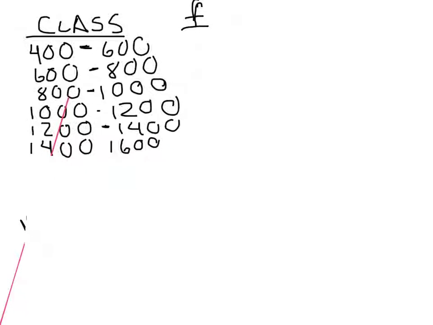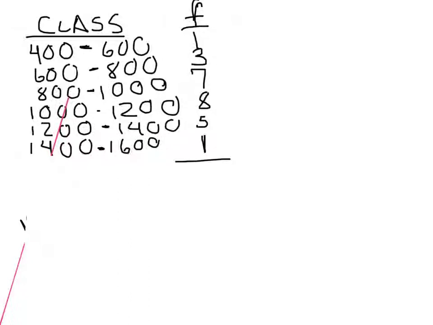So then the first thing you're going to do is put together your frequency column. And we see that there's just one observation between 400 and 600. 3 in the second class. 7 in the third class. 8 in the fourth class. Now notice on that one, you've got that value at 1,200. It does not go in the fourth class. It goes into the fifth class. All right, and then the fifth class has 5, and the 6th class has 1.